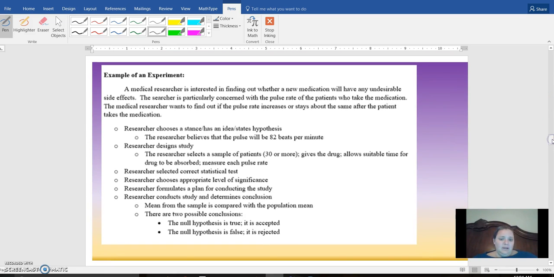All right, so here's an example of an experiment. You can read it on here. I already gave an example.